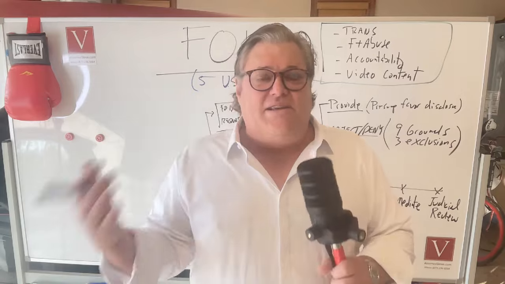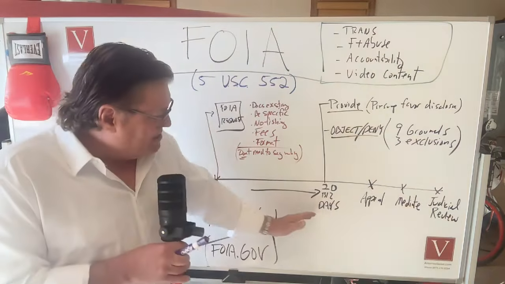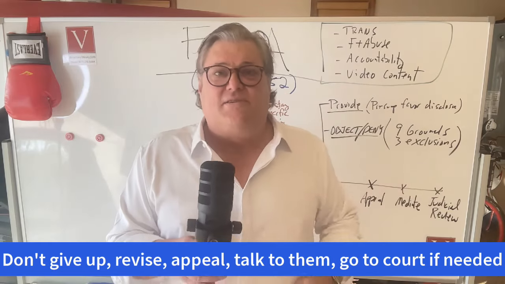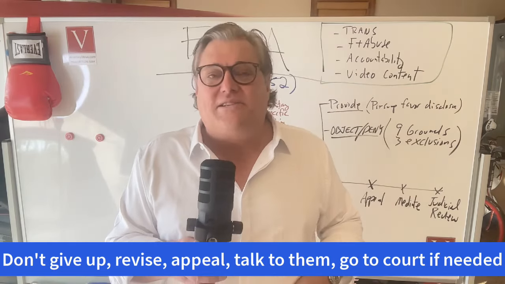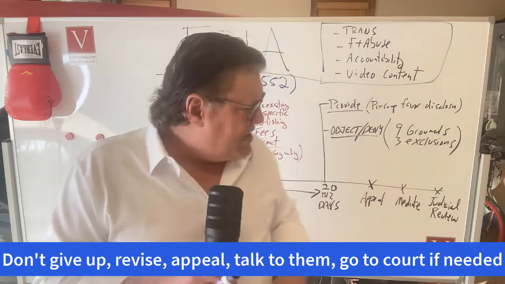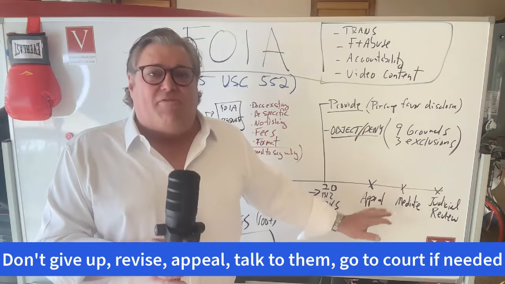This is an easy way. Now, if you don't get the information you're looking for, you can appeal. You can get on the phone with the person that's handling your request. You can talk it through. You can limit or narrow your search. You can try other things like that. If that doesn't work, you have an appeals process.